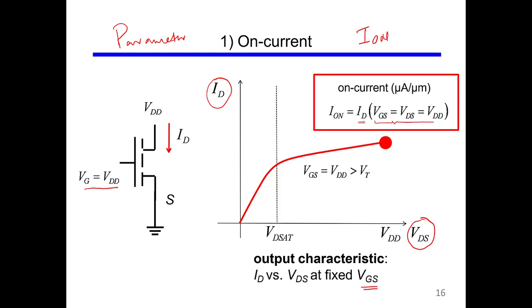And what is that condition? The condition is this one, that when the gate is at a voltage that is equal to VDS and that is equal to VDD. As VDD is large enough to turn the transistor on, we have this characteristic curve. So this is the on current, and as we talked in the previous slide, it is expressed in microampere per micrometer or milliampere per millimeter. So this is the width dimension of the transistor.